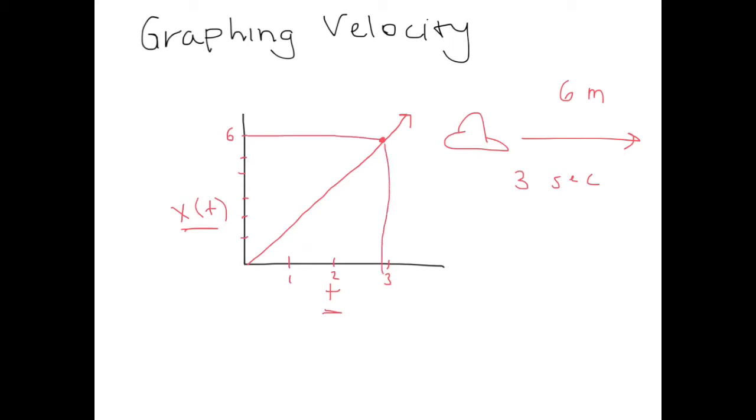In this case, the rise here is 6 meters, and the run is 3 seconds. Therefore, we can see that the velocity is equal to the slope of this graph, because the slope is 6 meters over 3 seconds, 2 meters per second. So that's just another handy strategy for measuring velocity that you'll have to keep in mind.